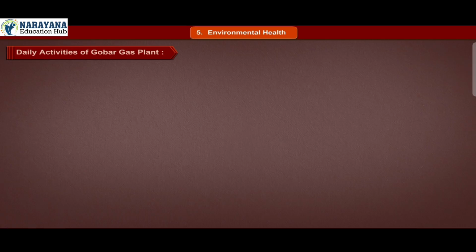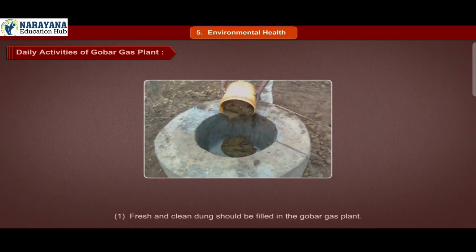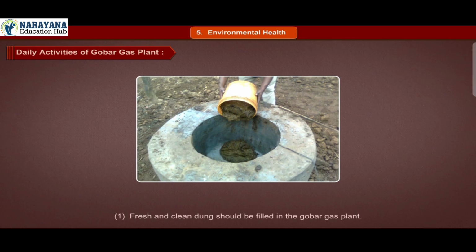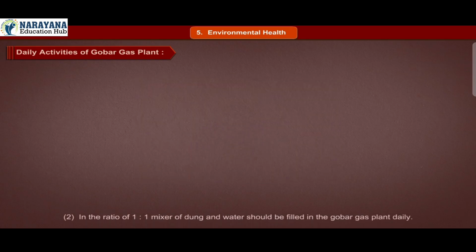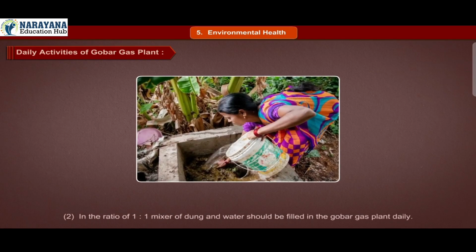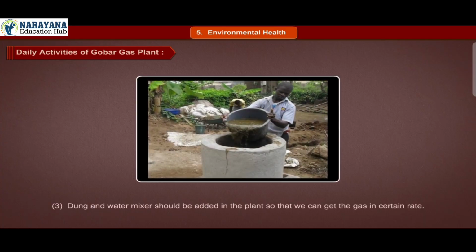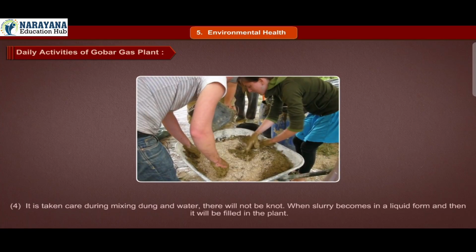Daily activities of gobar gas plant. 1. Fresh and clean dung should be filled in the gobar gas plant. 2. In the ratio of 1:1, a mixture of dung and water should be filled in the gobar gas plant daily. 3. Dung and water mixture should be added to the plant so that we can get the gas at a certain rate. 4. Care is taken during mixing dung and water that there will not be knots. When the slurry becomes liquid, it will be filled in the plant.